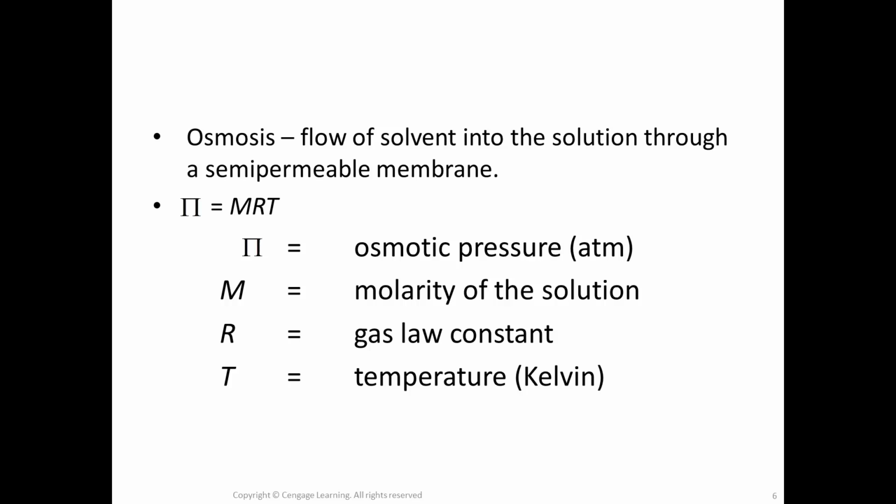Now, osmosis, our third colligative property, is the flow of a solvent into a solution through a semi-permeable membrane. The minimum pressure required to stop this flow of solvent across a semi-permeable membrane is equal to our osmotic pressure. Osmotic pressure in atmospheres is equal to the molarity of our solution times our gas constant times temperature in Kelvin.